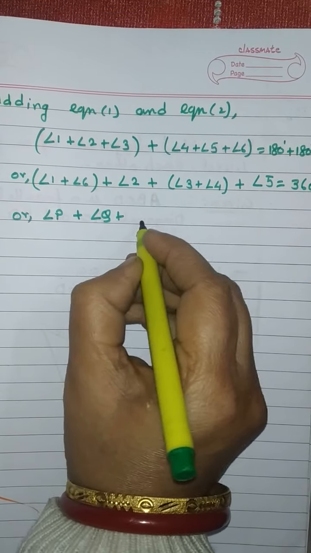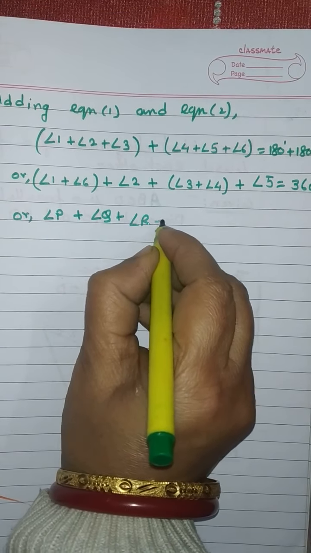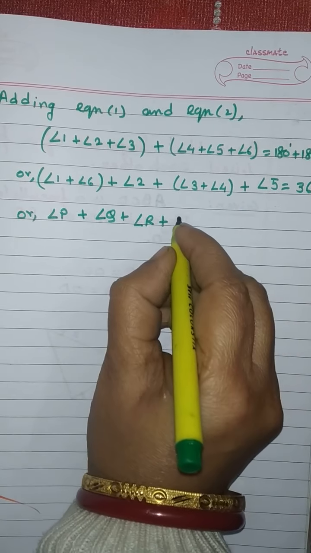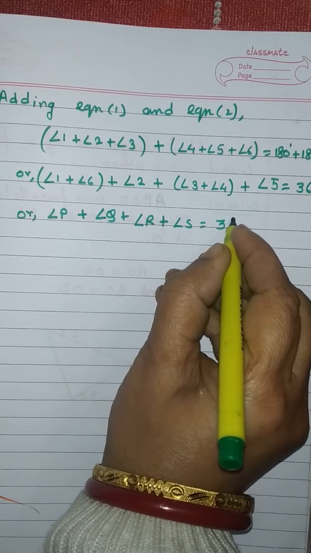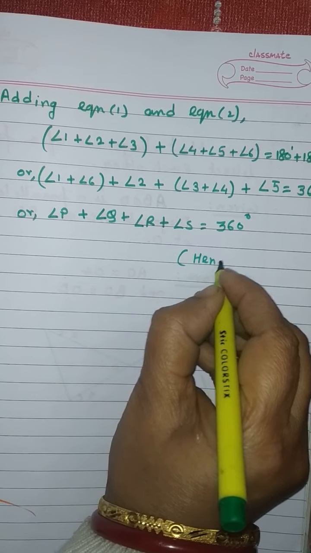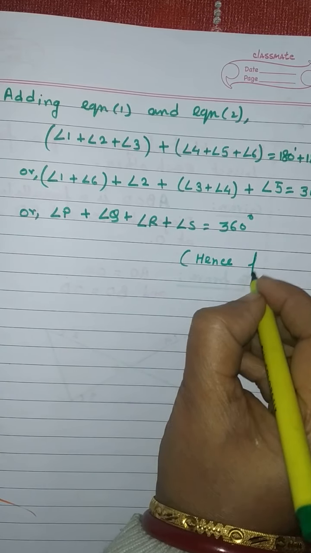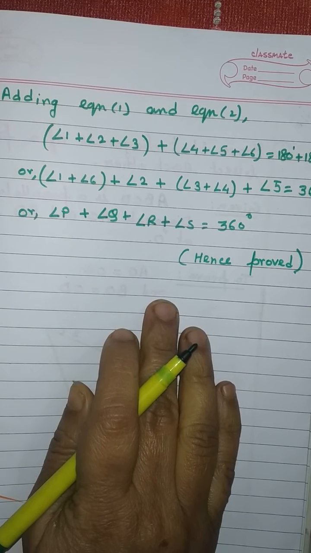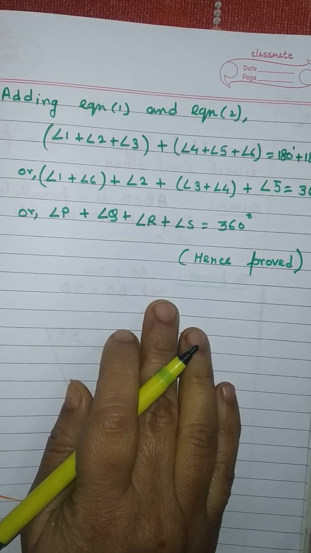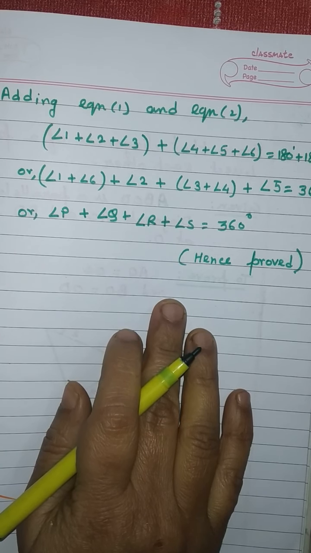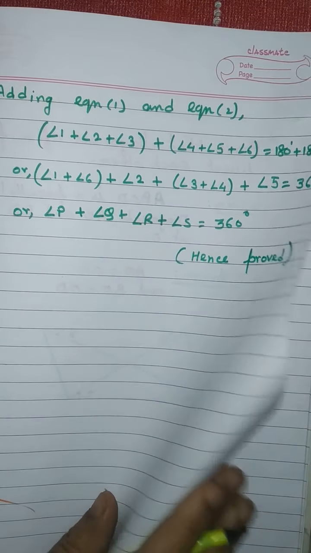3 plus 4 together, that is angle R, and angle 5, that is angle S, equal to 360 degree. So in this way we can prove the sum of the four angles of a quadrilateral is equal to 360 degree. So this is the mathematical proving of the basic property of quadrilateral, that is, the sum of all the angles is equal to 360 degree. Again I will explain this with the help of an activity in our Google Meet class.